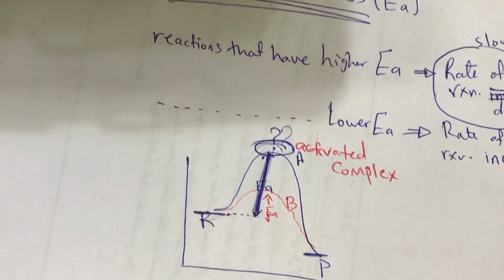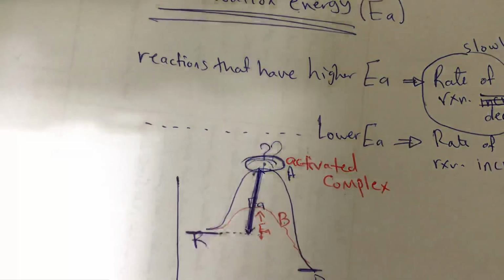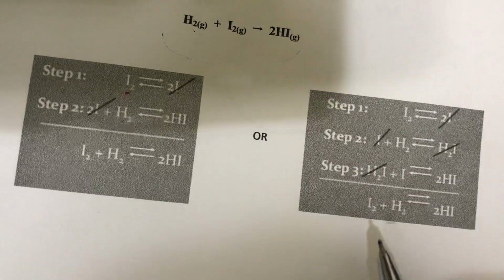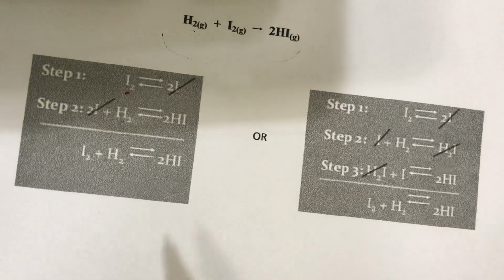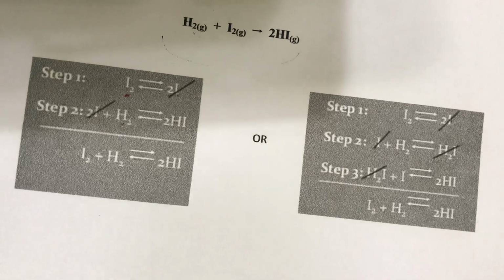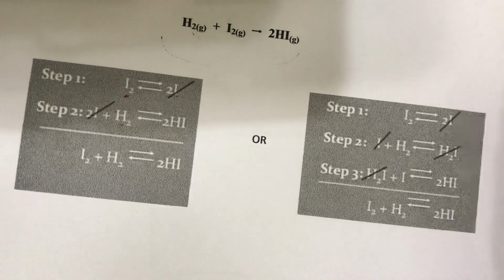So what is an activated complex? It's a substance that does not appear in the net equation. It appears in the mechanism of the reaction, and mechanism means step-by-step sequence of reactions.